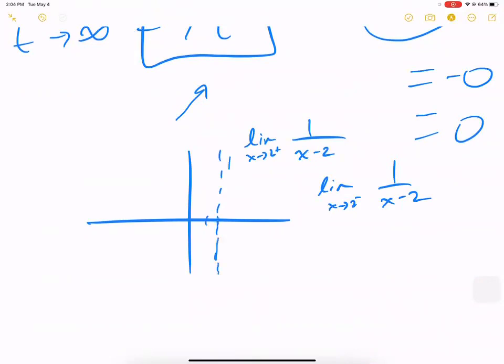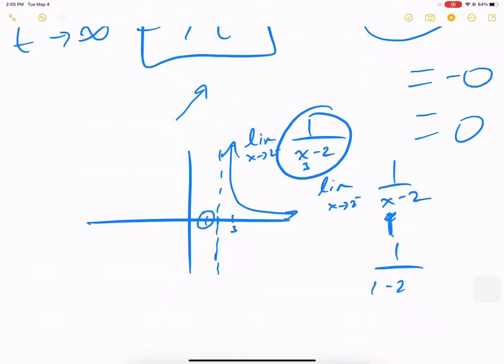Now, do you guys remember how I said we were on top or on bottom? Was there a fancy rule for it? No, I just told you to plug in an easy number. If I plug in 3, is that going to be positive or negative? Positive. What if I plug in 1? 1 minus 2 is negative 1, so 1 over 1 minus 2 is negative 1. That's negative, right?